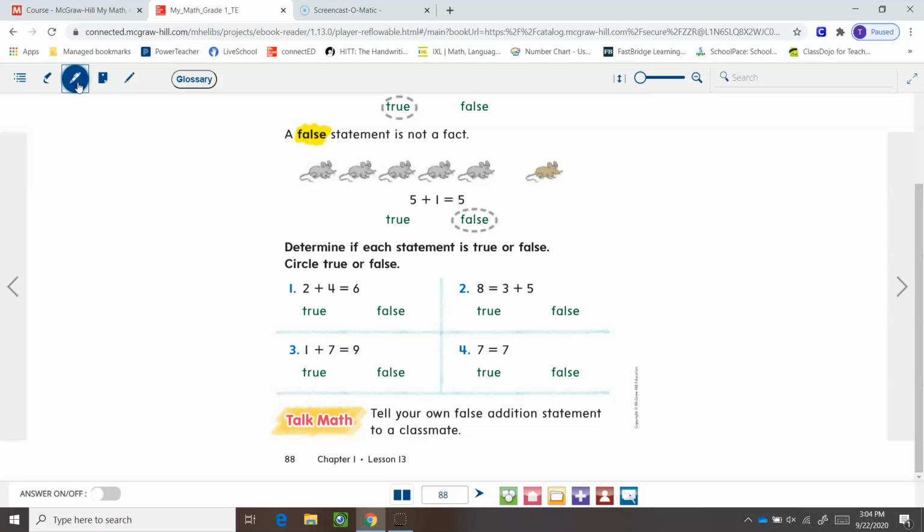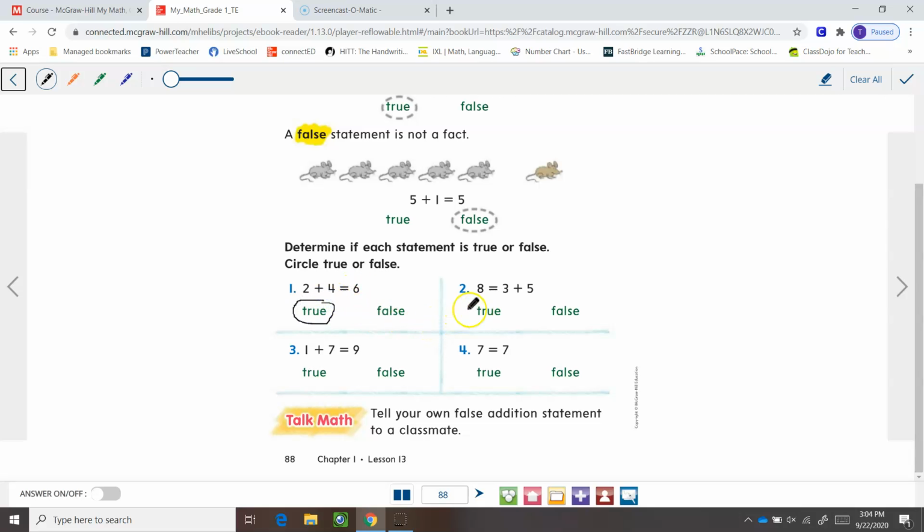So let's look at our first one. 2 plus 4 equals 6. Is that correct or is that not? So I want to add 2 plus 4 more. 4, 5, 6. That does equal 6. So my statement is true.